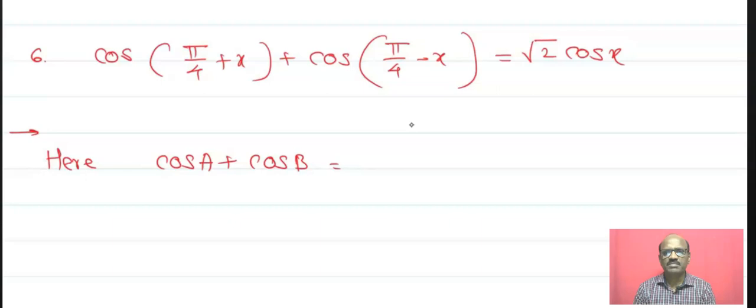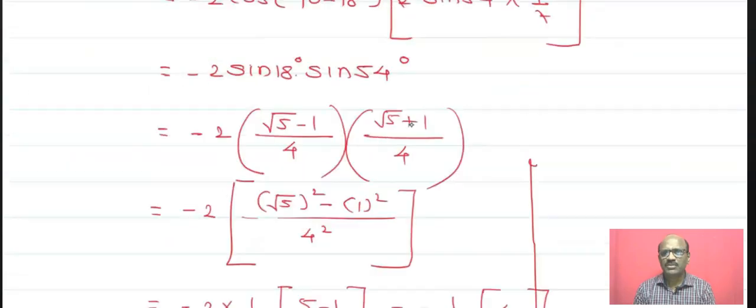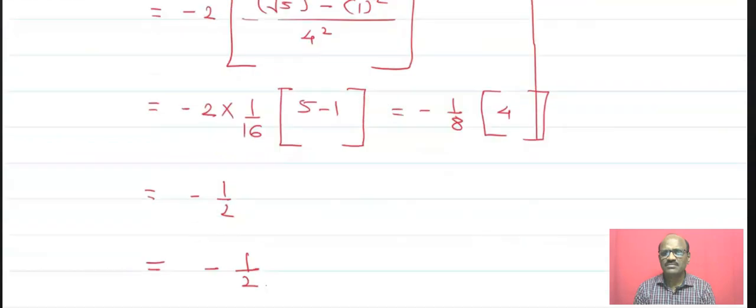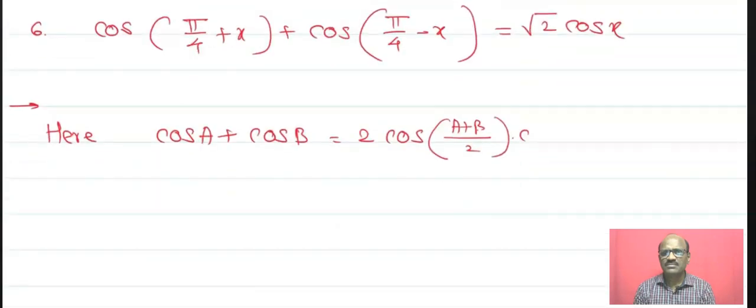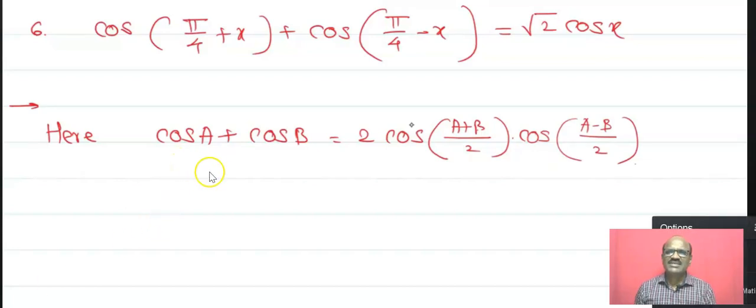That is cos of a plus cos b equals 2 times cos of (a plus b) upon 2 into cos of (a minus b) upon 2.